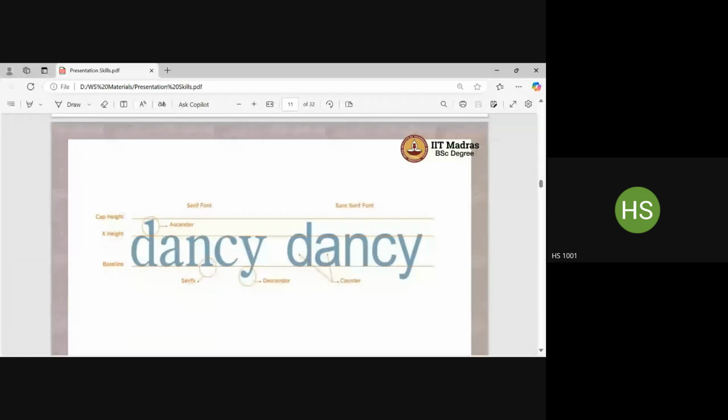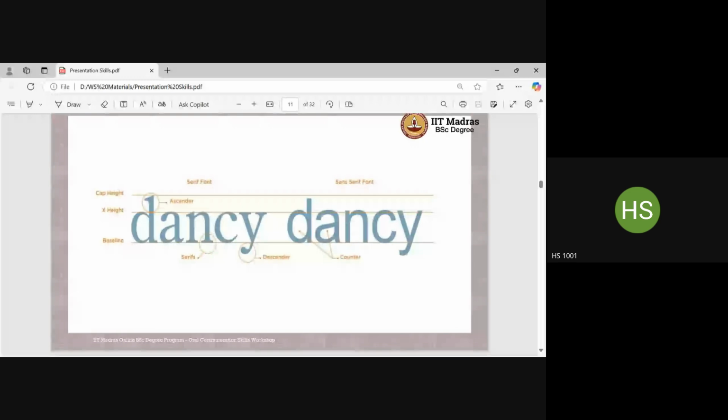This is a visual example of what a serif font looks like and what a sans serif font looks like. A serif font has this little decorative stroke at the end of it. This little decorative tail or stroke is what makes it a serif font. The sans serif font, on the other hand, does not have that decorative stroke at the end of the letter form.